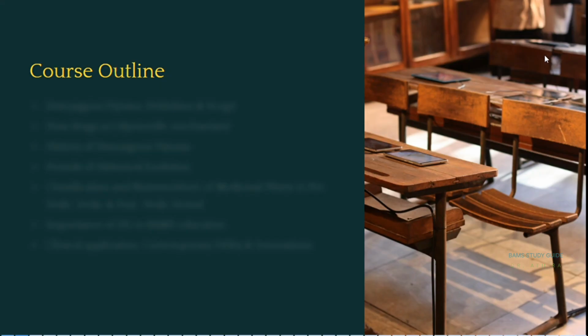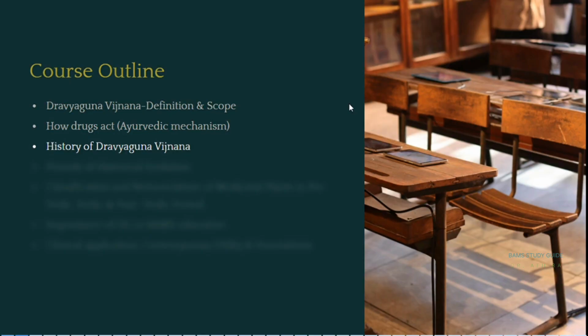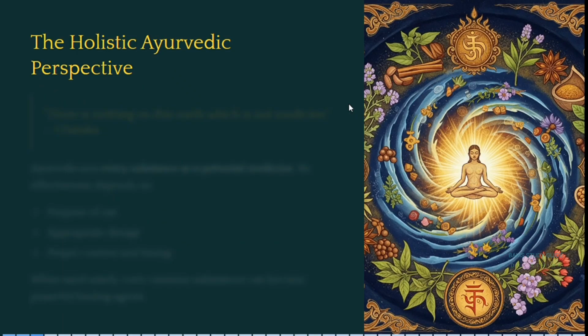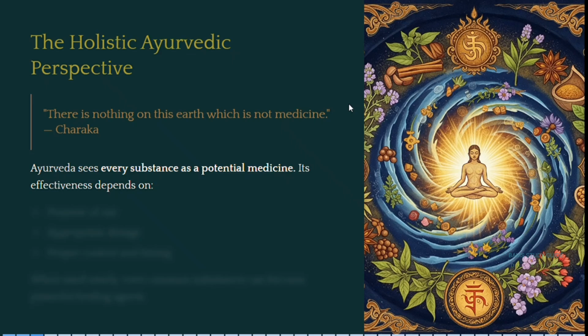In this video, we will understand the basics of Dravyaguna Vijnana, how Ayurvedic drugs act, and its historical background. We will also study classification of medicinal plants and its importance in BAMS along with clinical applications. Ayurveda follows a holistic approach where every substance can act as medicine when used correctly. As said by Charaka, the effect of any substance depends on its purpose, dosage and proper timing.